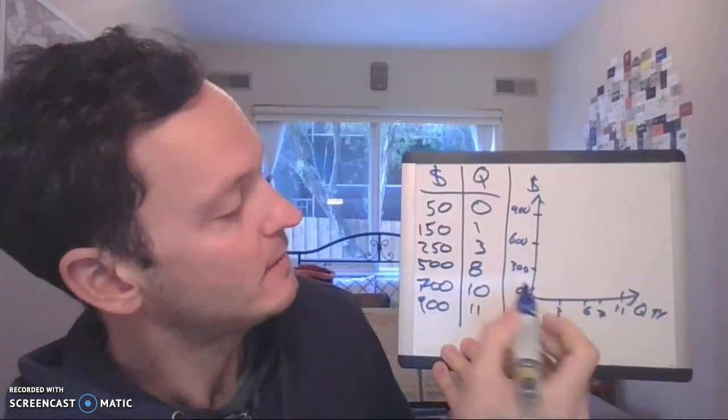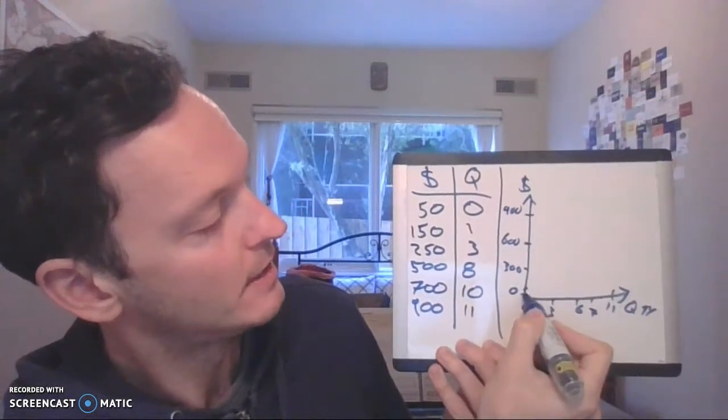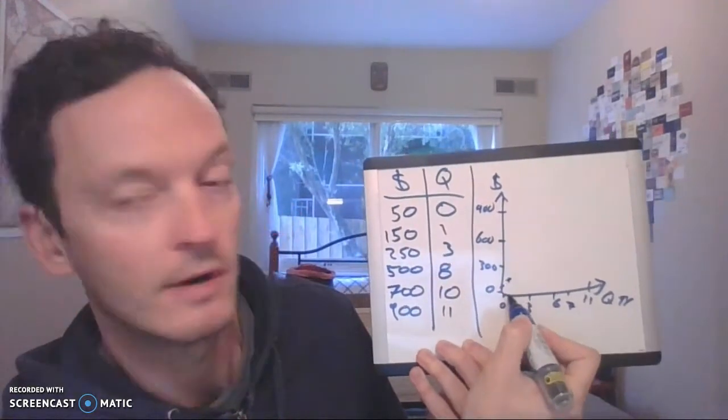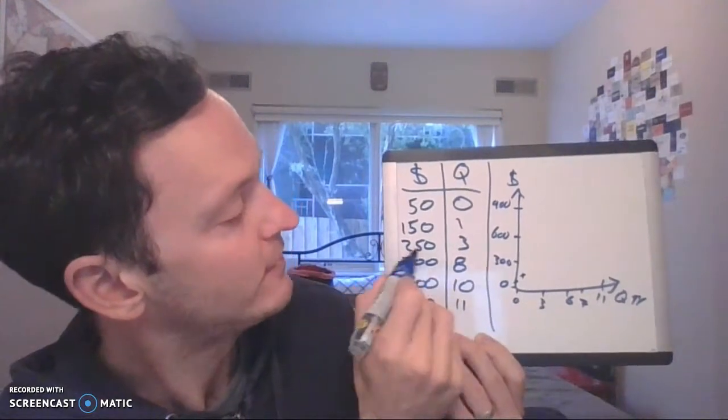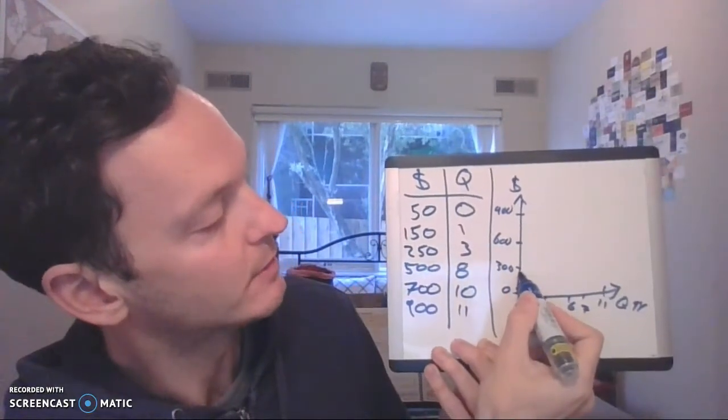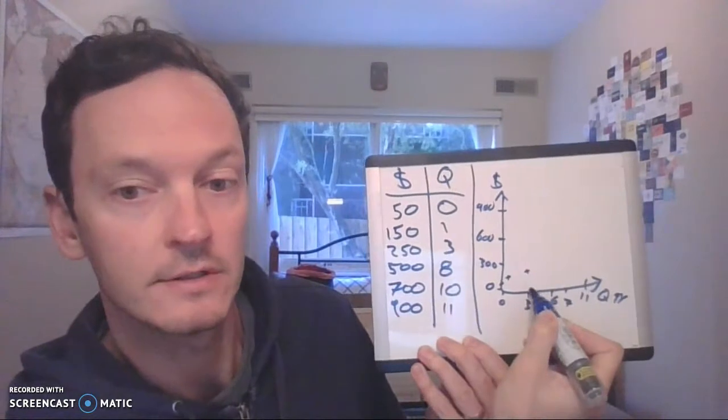Then I'm going to 150 to 1. So 150 is half of 300. 150 across to 1, another X. 250 to 3. So 250 just below 300, all the way across to 3, another X.